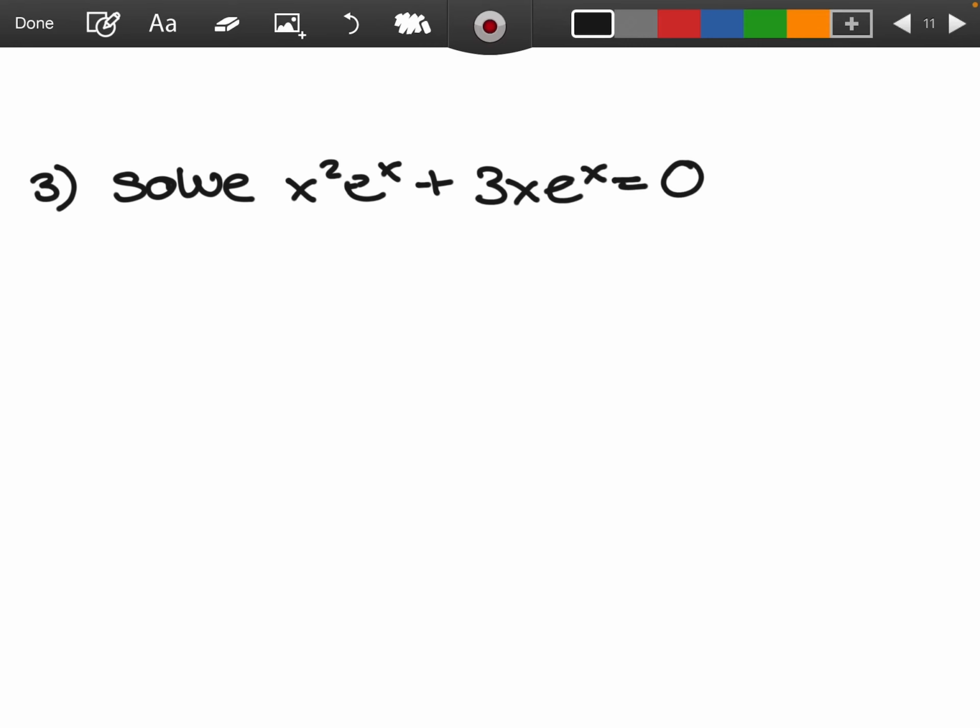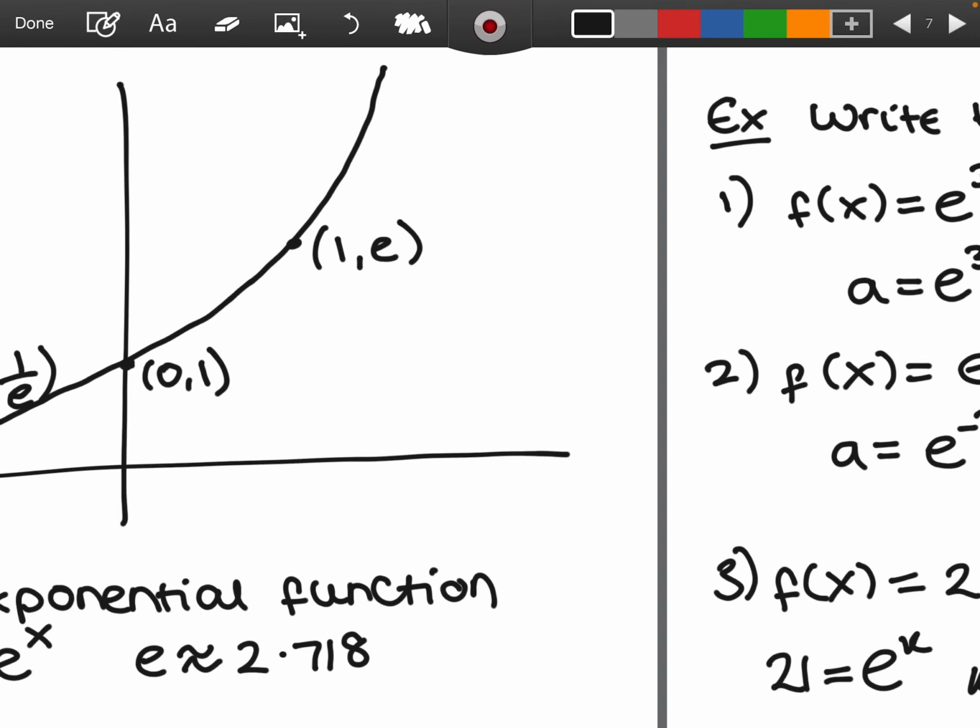Not obvious until you kind of think about it and think about like terms and what we can factor out, etc. I know that e to the x is common to both terms. Actually, x times e to the x is in both of these terms. But if I factor out e to the x, I get e to the x multiplied by x squared plus 3x equals 0. When I've got two things multiplied by one another equals 0, I know that at least one of them has to equal 0. So either e to the x equals 0 or x squared plus 3x equals 0.